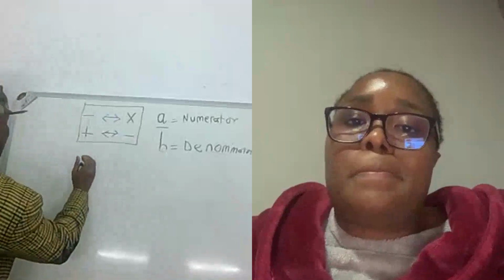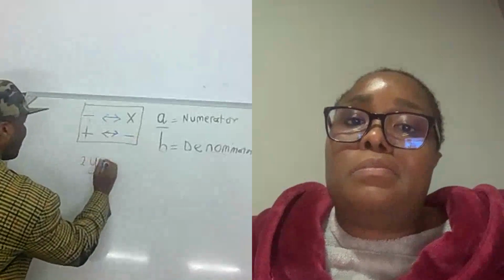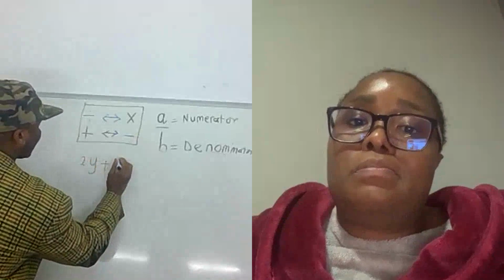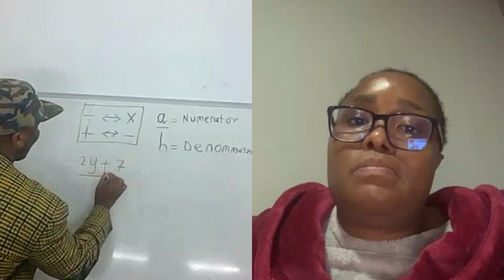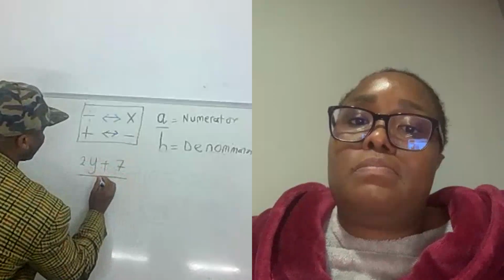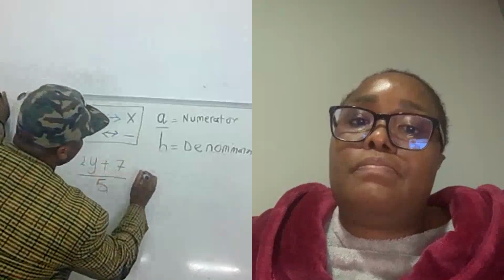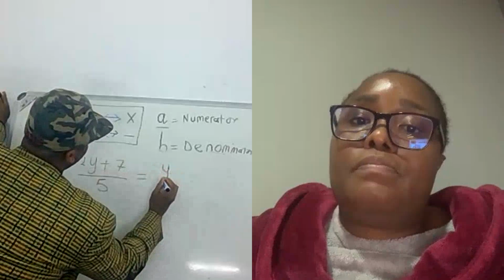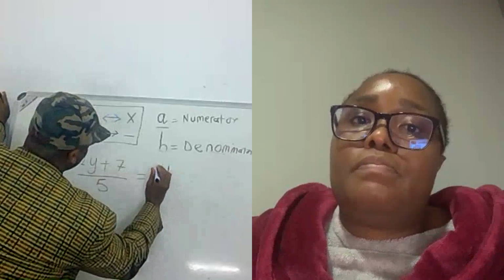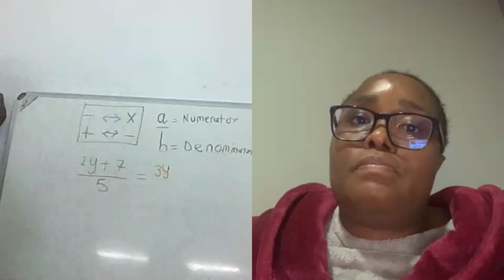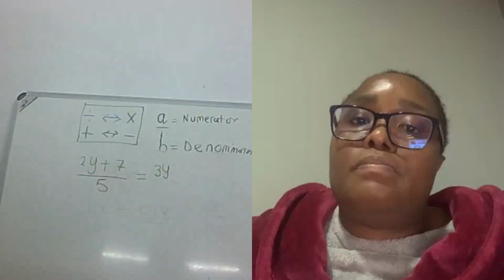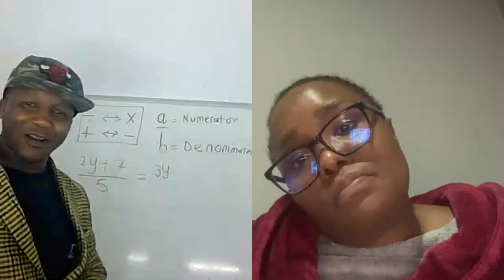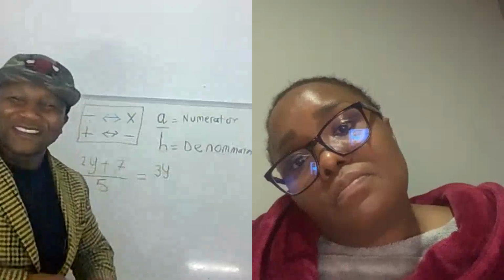Okay, somebody give me now 2y plus, let's say 7 over 5 equal to y, just let's say 3y now. So are we gonna cross multiply or are we gonna take over? I'm confused. Nah, it's easy.